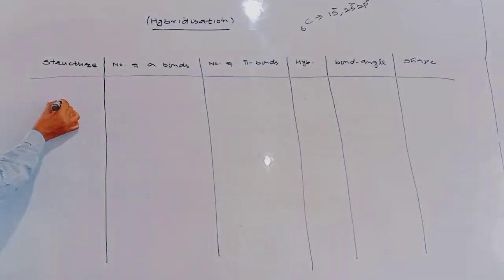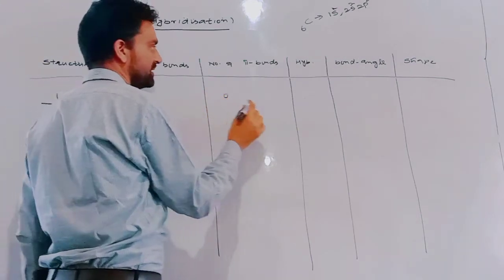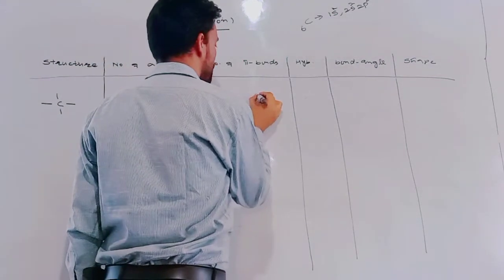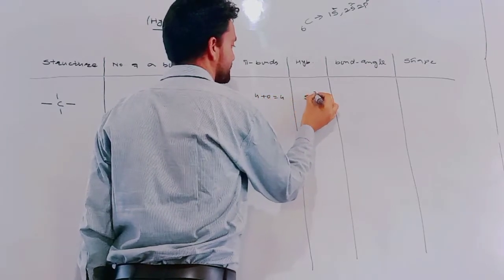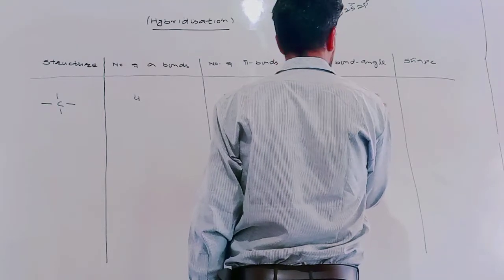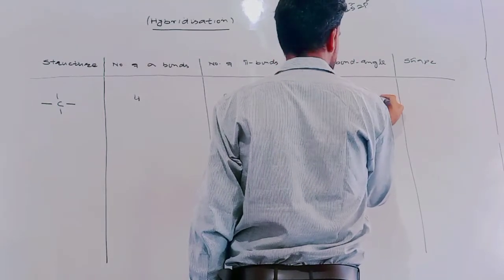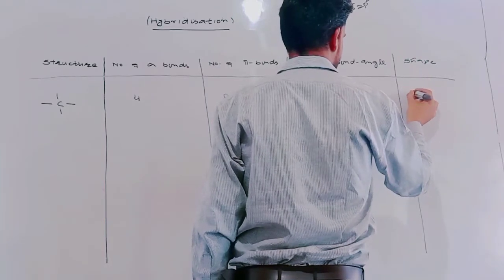Let me take the first structure. How many sigma bonds does this molecule possess? All the bonds are sigma bonds. So it has 4 sigma, 0 pi. Steric number is 4 plus 0, it is 4. Hybridization is sp3. Right? Its bond angle is 109 degree 28 minutes. Right? Yes. And the shape is tetrahedral.